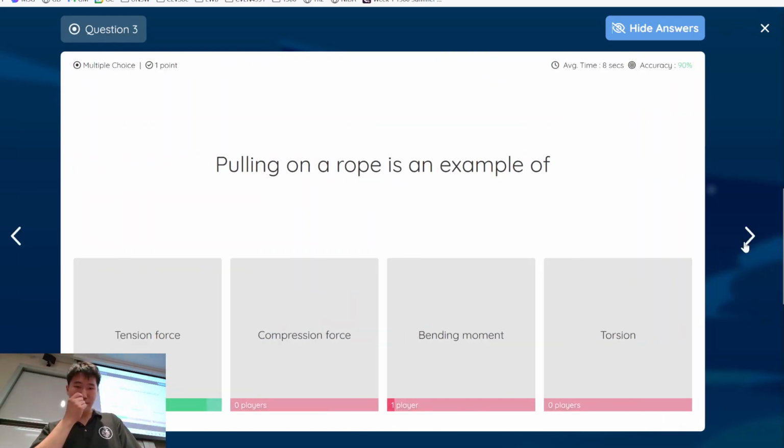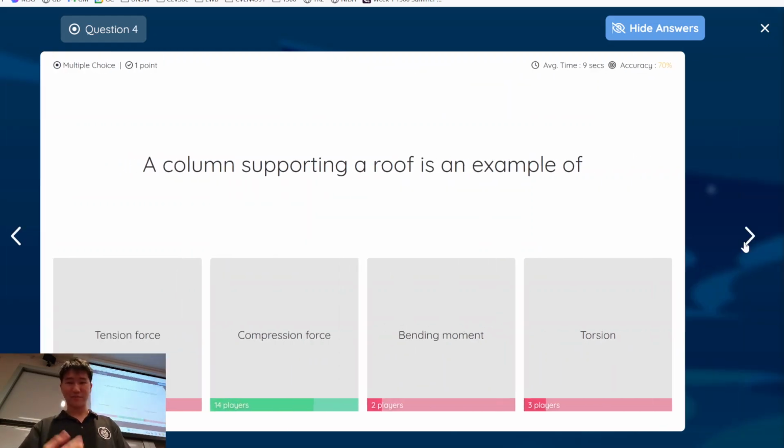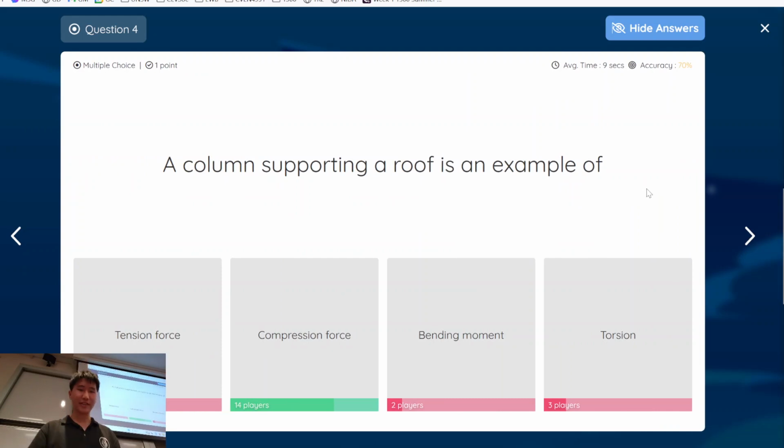All right, next. This is really good. Pulling on a rope is an example of tension force. We'll get into this later, but this is my favorite example on how to memorize what tension is. Tension is all about pulling, so something like a rope, something like a cable. You're going to see what that means a bit more later on, but if you got it right, you got it right. Next, a column, like my drink bottle here. If it's supporting a roof, it's going to be squashed down. Compression is basically the opposite of tension, so it's things being pushed together. That's compression.